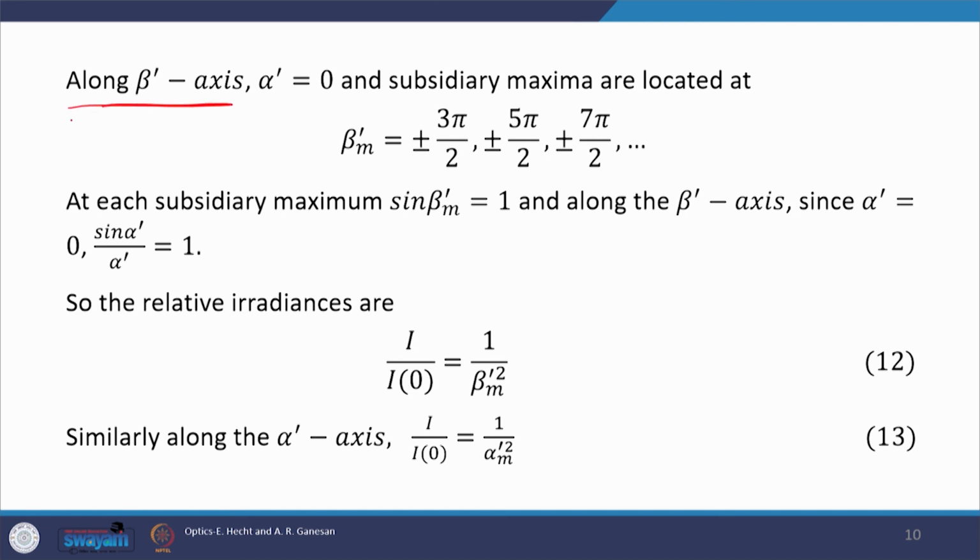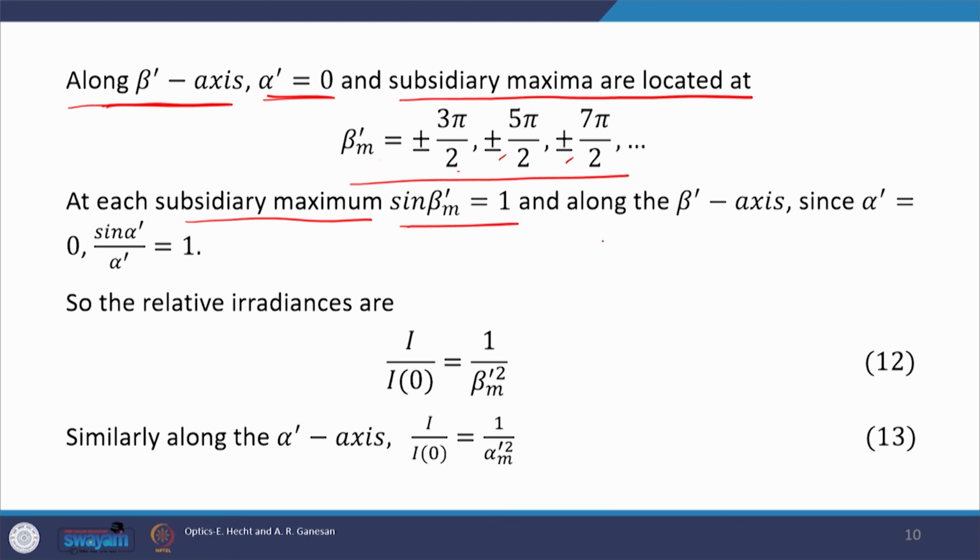Let us assume that beta prime and alpha prime represent our new axes in the screen plane. Along the beta prime axis, alpha prime would of course be 0. Therefore, the maxima would be located at beta prime values which are given by this: beta prime m is equal to plus minus 3 pi by 2, plus minus 5 pi by 2, then plus minus 7 pi by 2. At each subsidiary maximum, the sine of beta m prime would be equal to 1.